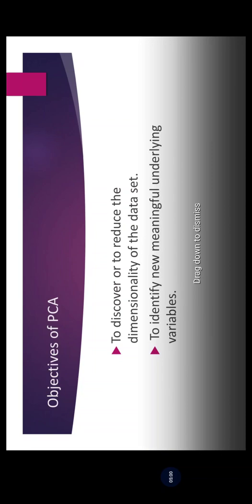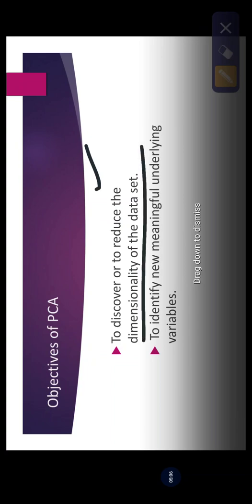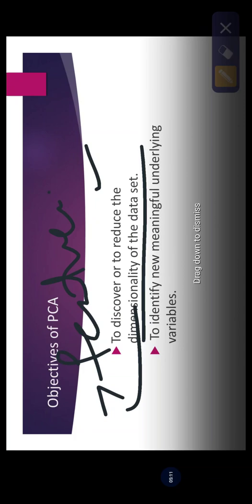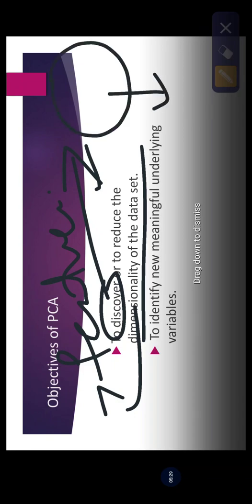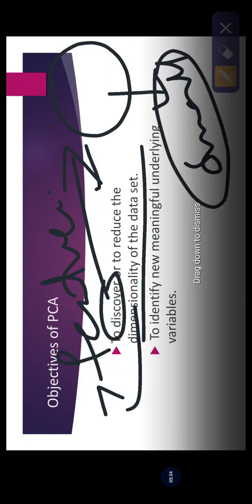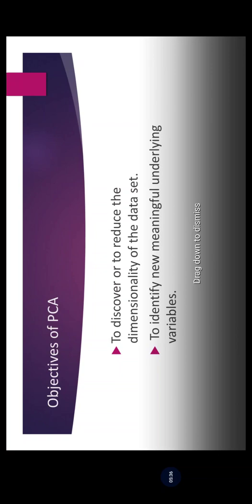So what is the objective, why are we doing this? We are doing this to reduce the dimensionality of the data. Dimensionality means features, we can say. So discover or reduce the data. Discover means knowing what kind of data we need, what kind of dimensions, that is features of data, we need. So reducing the large data into small data which is meaningful for us, which is useful for the study, and to identify new meaningful underlying variables.